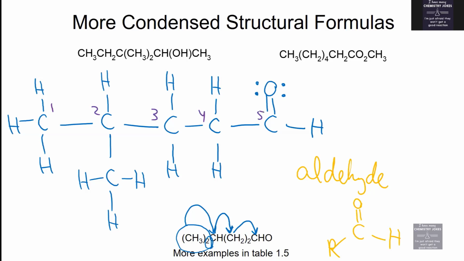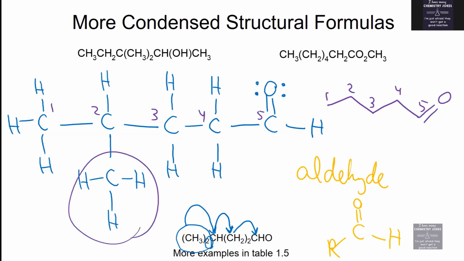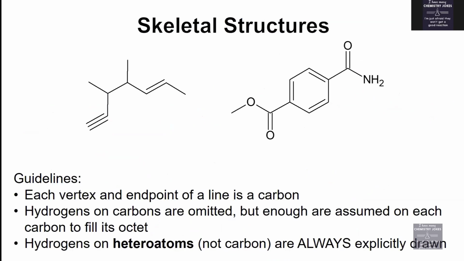The skeletal structure of an aldehyde has 1, 2, 3, 4, 5 carbons in a row. That's really bad counting, but I'm leaving it there anyway. 1, 2, 3, 4, 5 carbons in a row. Doubly bonded oxygen on the 5th carbon, and a methyl, a CH3 group on the 2nd carbon. So stick a spike off of that one. There's my skeletal structure, my complete Lewis structure. Ta-da!